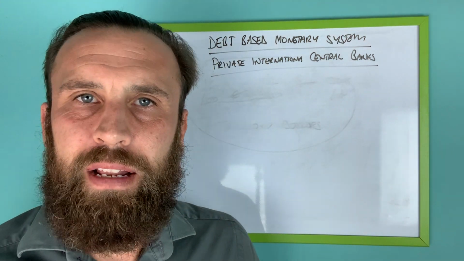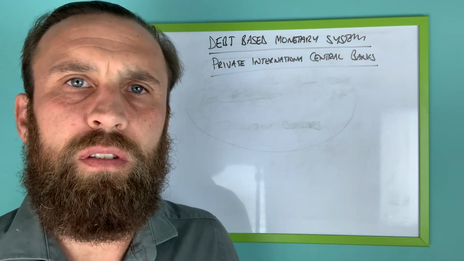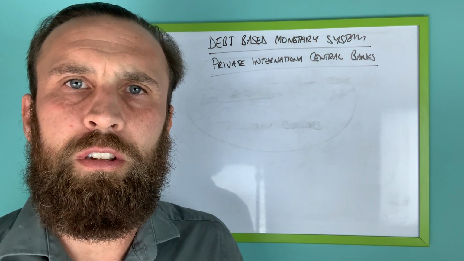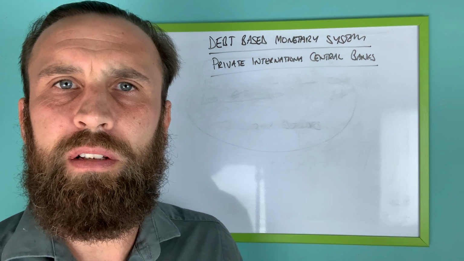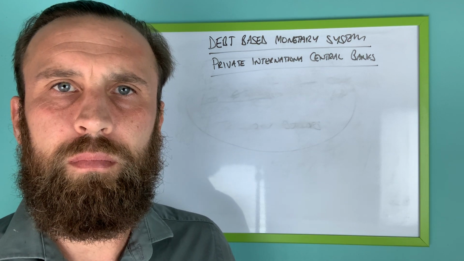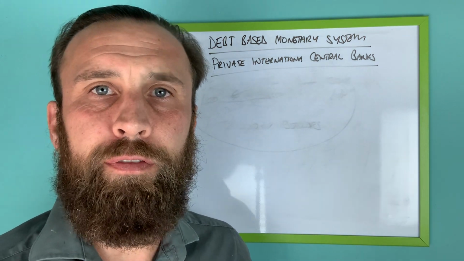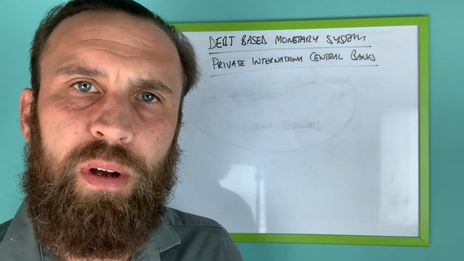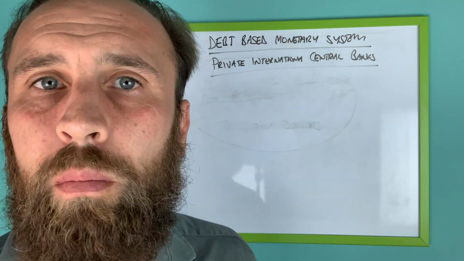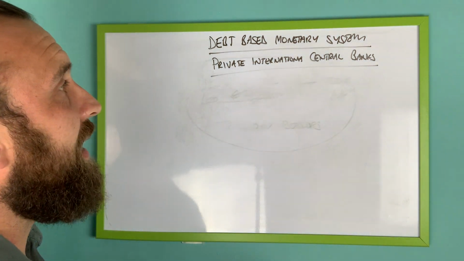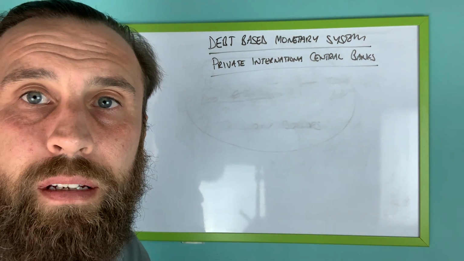That means, first things first, if the government isn't in charge of printing its own money, where does the government get its money from when it needs money? Well, there's only one place it can get it from, and that's the private international central bank.